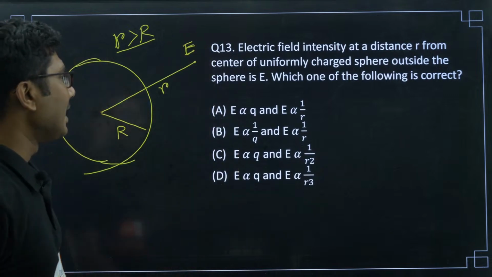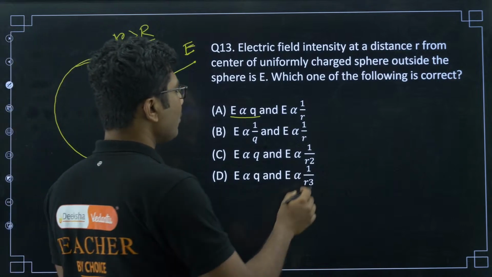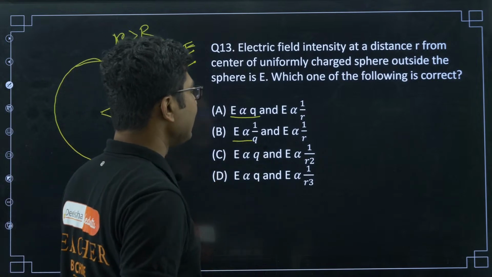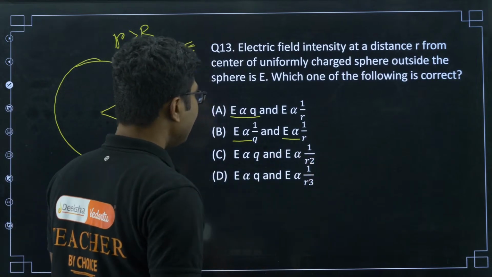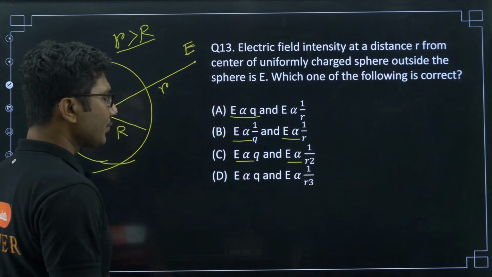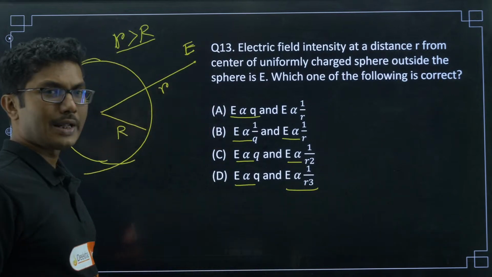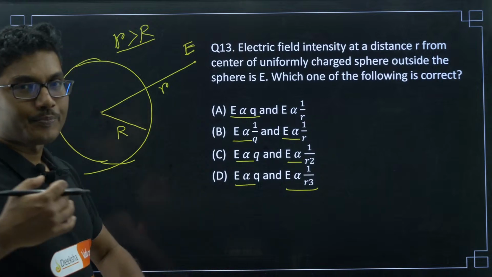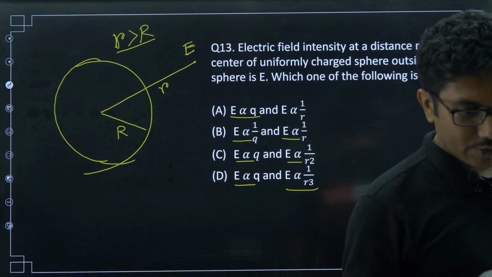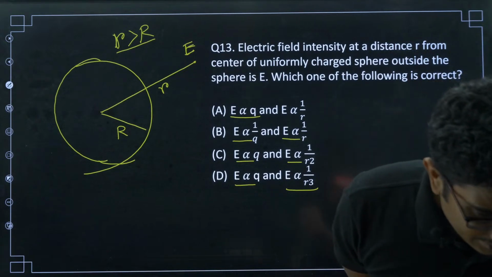Now, what they are saying: E is proportional to Q and E is proportional to 1 by R. E is proportional to 1 by Q and E is proportional to 1 by R. E is proportional to Q and E is proportional to 1 by R square. E is proportional to Q and E is proportional to 1 by R cube. Easy question. If you have solved Gauss's law for spherical surfaces, you can answer it. 13C, any other option?